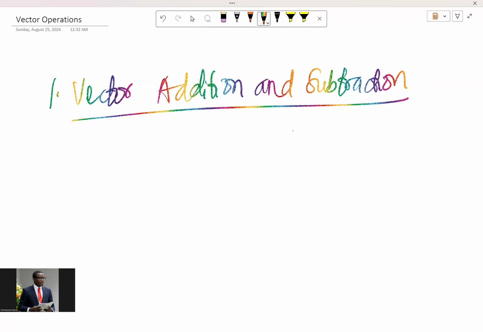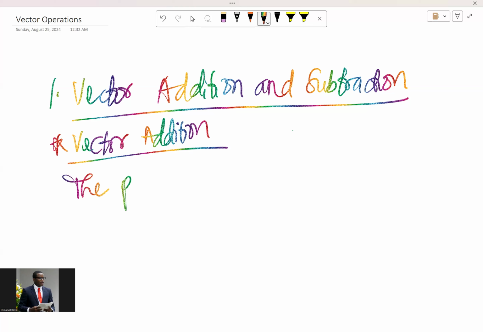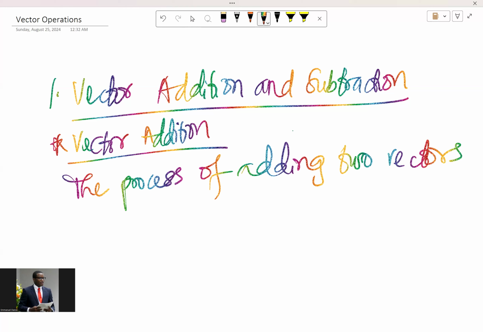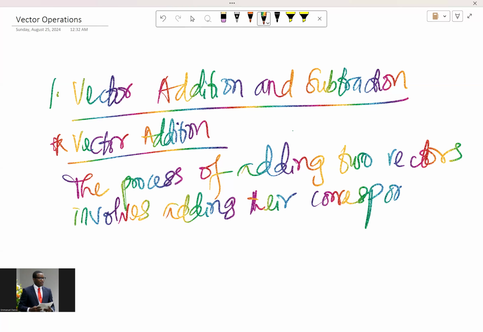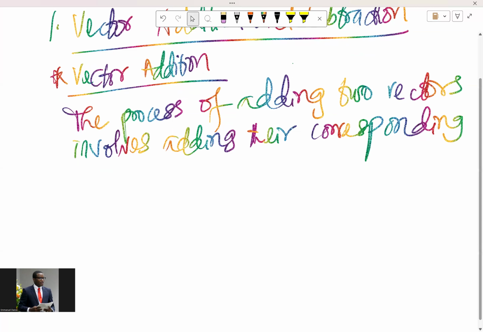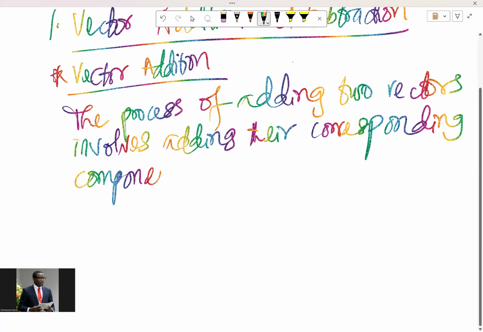Talking about vector addition, the process of adding two vectors involves adding their corresponding components.